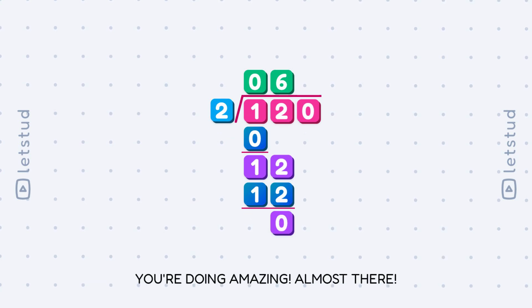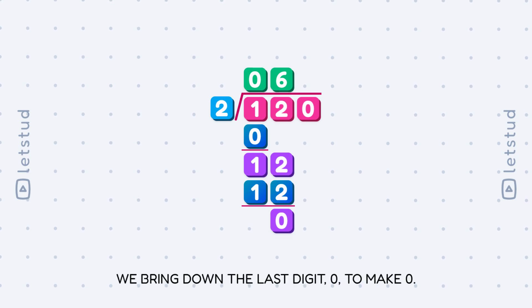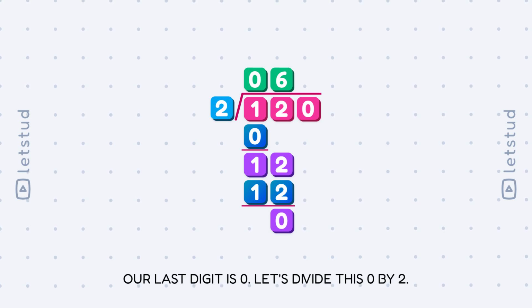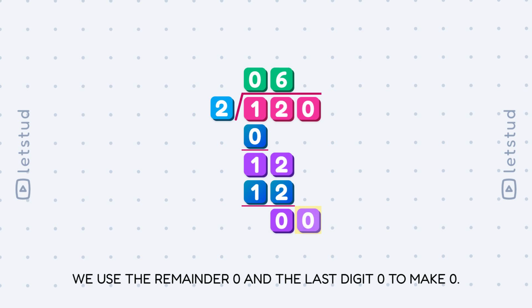Perfect. You're doing amazing, almost there. We bring down the last digit 0 to make 0. Our last digit is 0. Let's divide this 0 by 2. We use the remainder 0 and the last digit 0 to make 0.